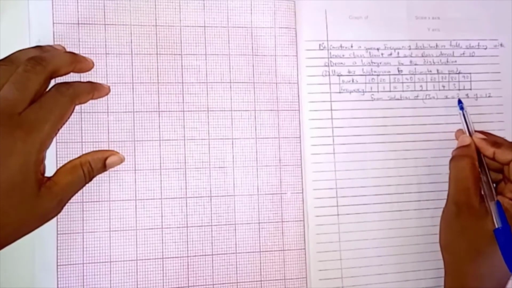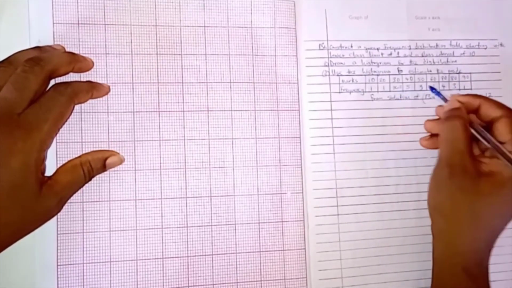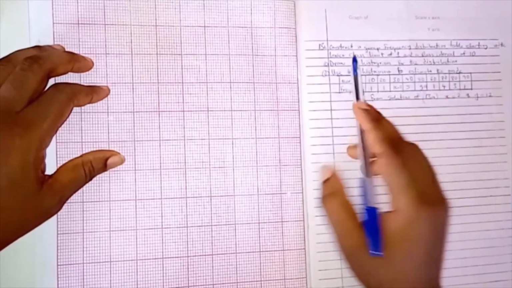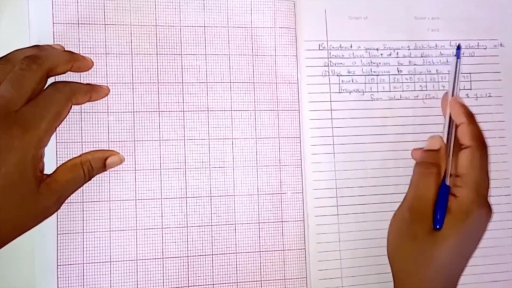The solution for x is 2, and the solution for y is 12. So this will be equal to 2 and this will be equal to 12. So question 13b now says construct a group frequency distribution table.